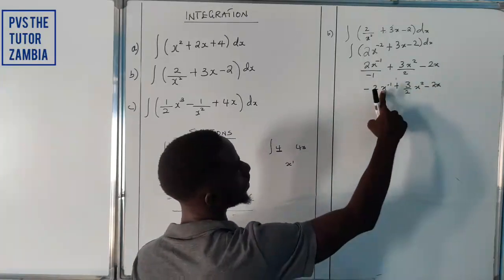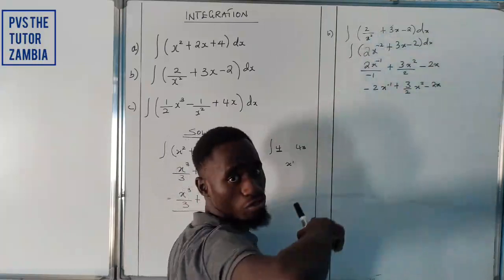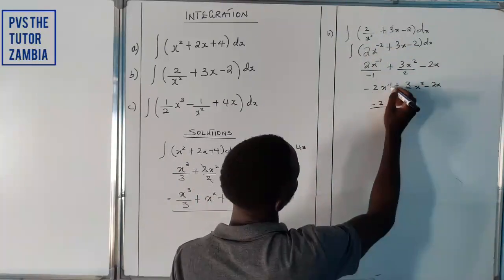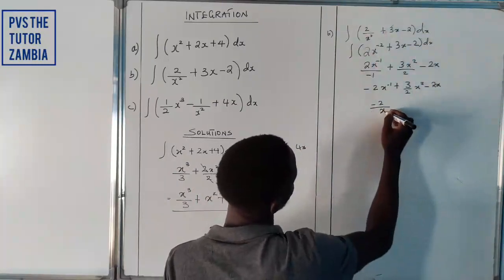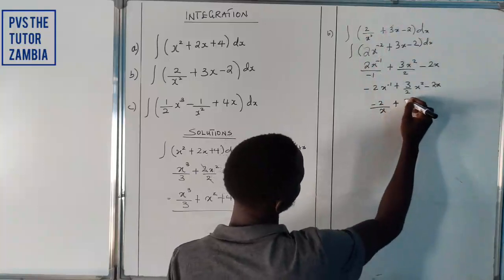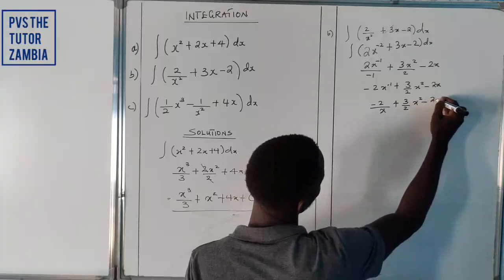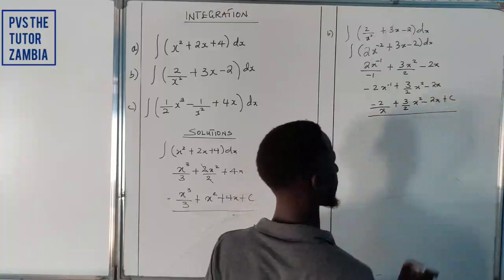Now this can also be written as down there. You take it back to the original function the way it was. This will be negative 2 by this one, when it is reciprocated, it becomes just x, plus 3 over 2 x squared, minus 2x, plus c. This is your final answer.